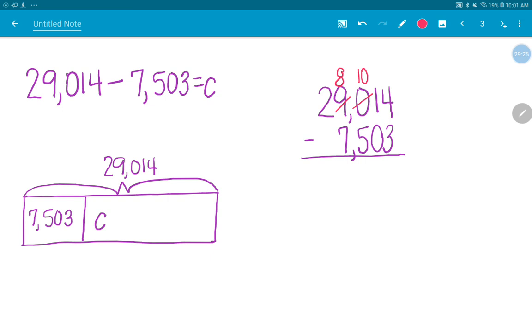Okay, looking at my thousands, can I do 8 minus 7? Yes. Can I do 2 minus nothing? Yes. Okay, so we're ready to subtract. 4 minus 3 is 1. 1 minus 0 is 1. 10 minus 5 is 5. 8 minus 7, 1. And 2 minus nothing is 2. So what does C equal? 21,511. I just estimated. Okay.